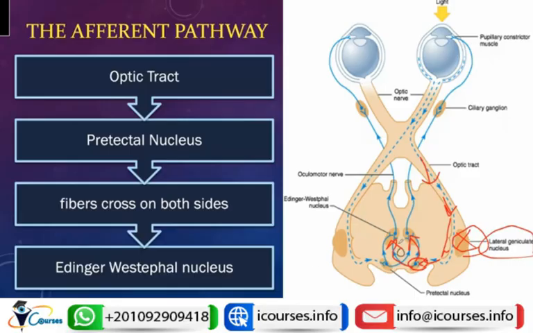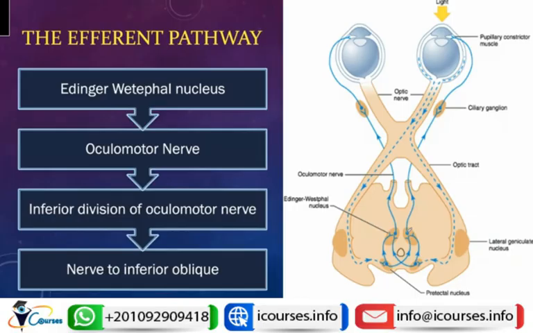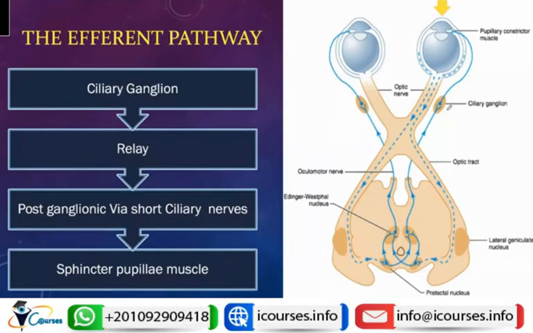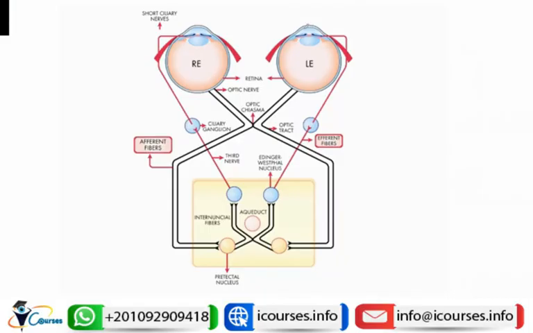So from the Edinger-Westphal nucleus on both sides, what will happen? The preganglionic fibers will pass through the third nerve, within the inferior division of the third nerve, within the nerve to inferior oblique. Then they will relay in the ciliary ganglion. Then the postganglionic fibers will pass with the short ciliary nerves until they supply the constrictor pupillae muscle, or the sphincter pupillae muscle.